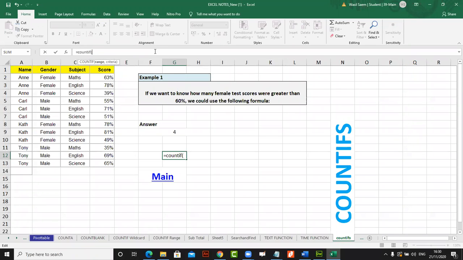I use COUNTIF. Okay, I agree, that's the range. And comma, what should I type in the criteria? How many values are greater than 60%? So what will I type here? Yes, anyone? What will I type here to find out scores greater than 60%? Come on, it's easy. What's wrong?